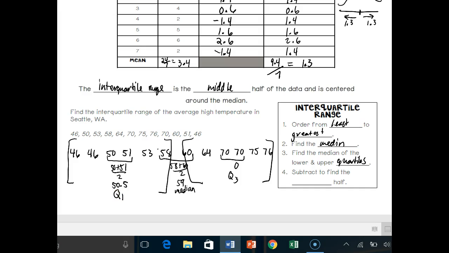And now for the IQR we're just going to subtract to find the middle half. So most of this data is where? The IQR, interquartile range, is equal to quartile 3 minus quartile 1. Quartile 3 in this case was 70, minus quartile 1, which was 50.5. So our interquartile range, or the middle half of our data, is 19.5.